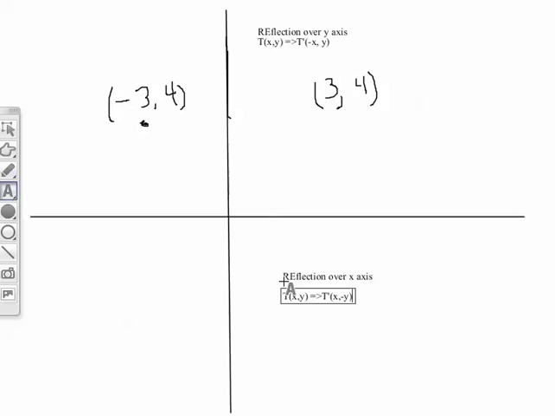I want you to notice what I did. I simply changed the one that's not where I'm reflecting. So if I was reflecting over the y-axis, I changed the x value to a negative number. If I'm reflecting over the x-axis, I changed the y to a negative y. It simply means putting a negative sign in front of it. That's how easy it is to do those two types of reflections.